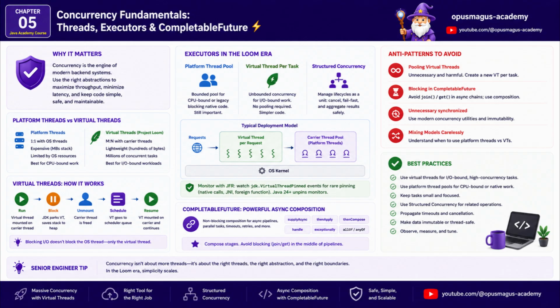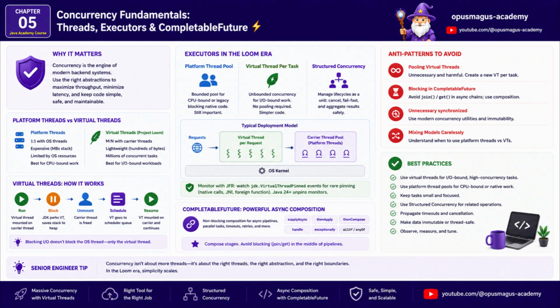Structured concurrency also becomes important here, although this chapter only introduces the idea. The problem with launching independent tasks is lifecycle control. If one task fails, should the others continue? If a request is canceled, who cancels the child tasks? If 3 downstream calls are started together, how do we join them safely and propagate failure clearly? Structured concurrency treats related tasks as one unit of work. That makes cancellation, failure handling, and observability easier to reason about.